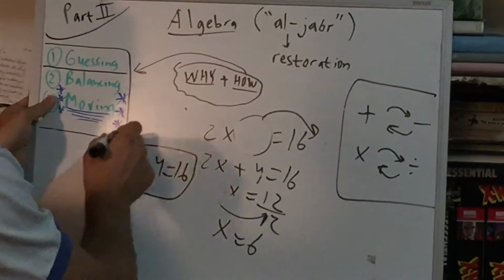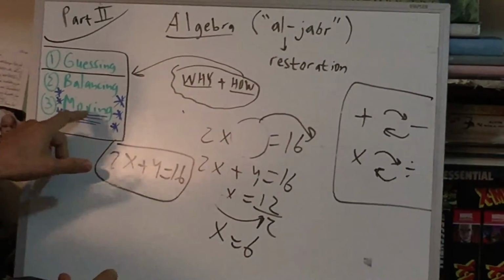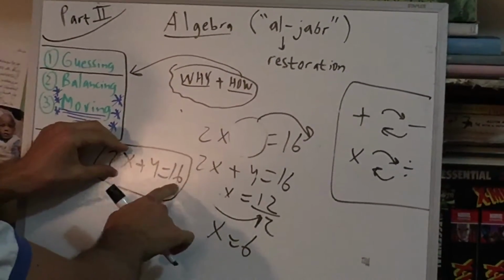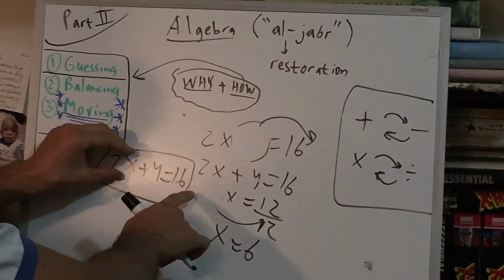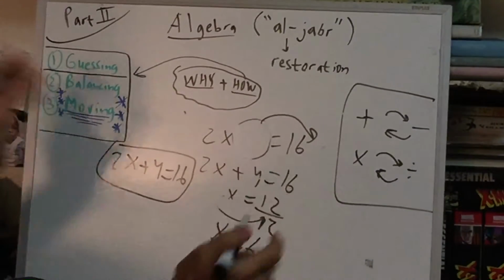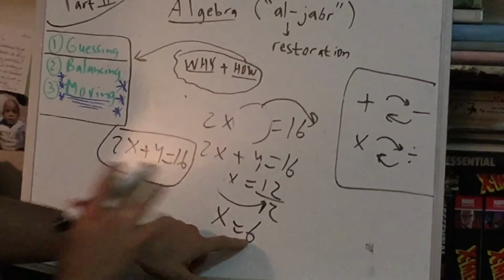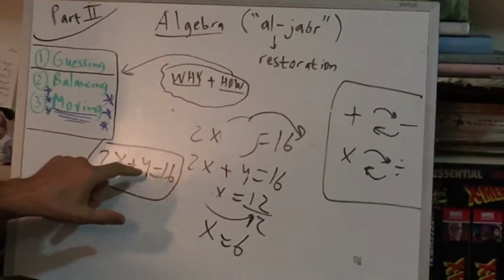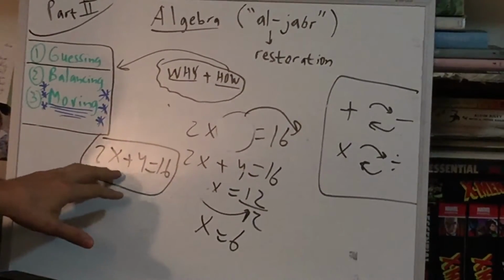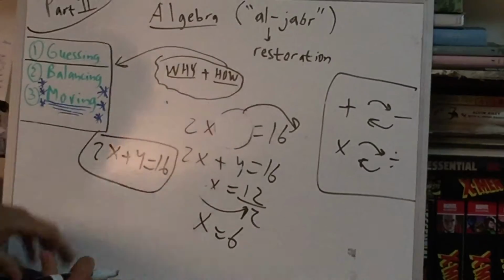So the reason I like this is you could do this whole problem, the moving method, in your head. You say 2x is 12, the 4 went there. x is 12 over 2, x is 6, without doing any work. So we could do this completely in our heads very easily just by using the moving method on this problem. So let's see, again, why this is so awesome.